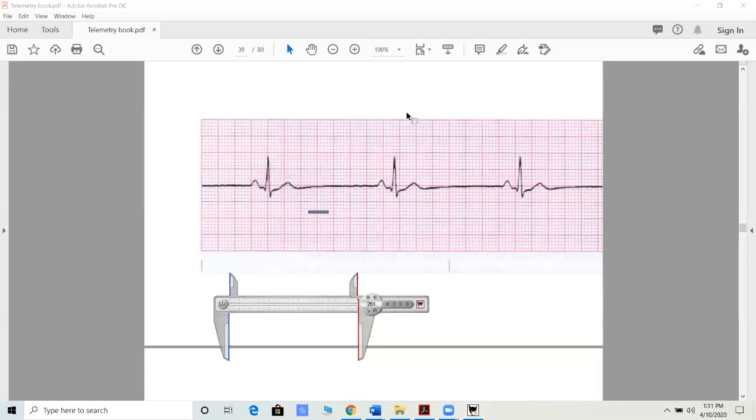Yes, the bundle of His, right? The bundle of His beats between 20 and 40. Now, if you're a medical assistant working in a cardiology office, you may have to do this. If you've got somebody on a treadmill, they're not going to make it if they've got this rhythm. And if you are a telemetry technician, you're monitoring this from a remote location.